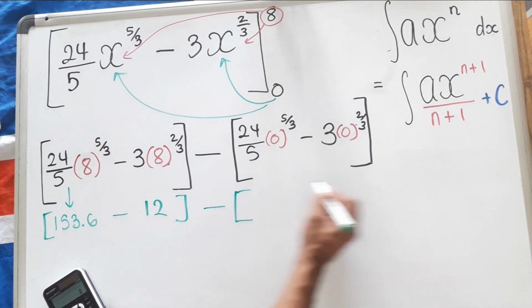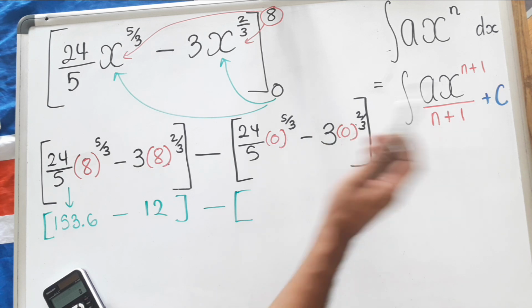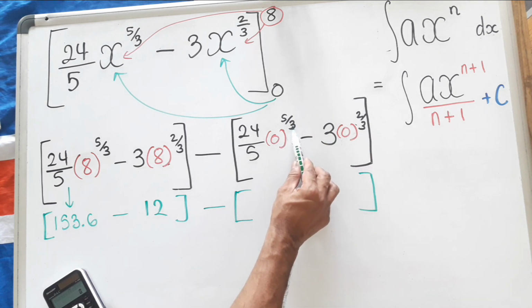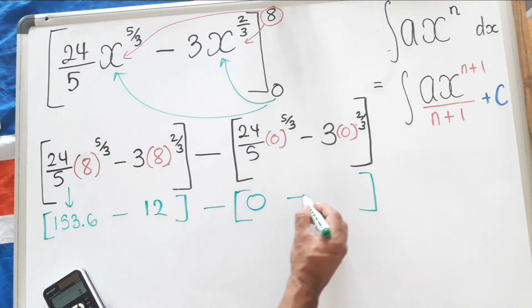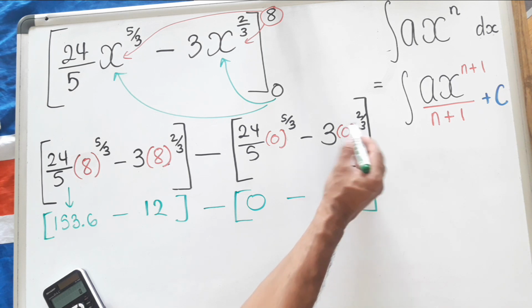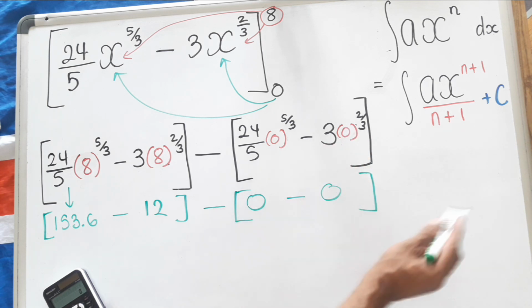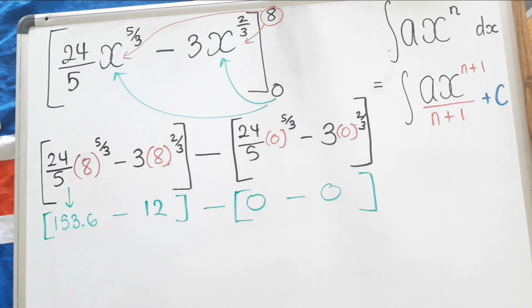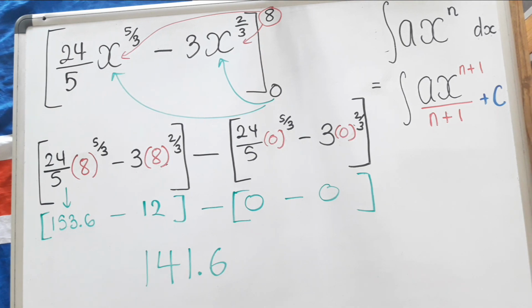Minus over here. Now, this one is going to be easy. 0 to the power anything is 0. 0 by anything is 0. 0 to the power anything is 0. By 3 is 0. So, this is irrelevant here. So, we have nothing to minus. So, just to work out here, 153.6 minus 12. Our answer is 141.6. Alright? So that's our final answer for this particular integration question.